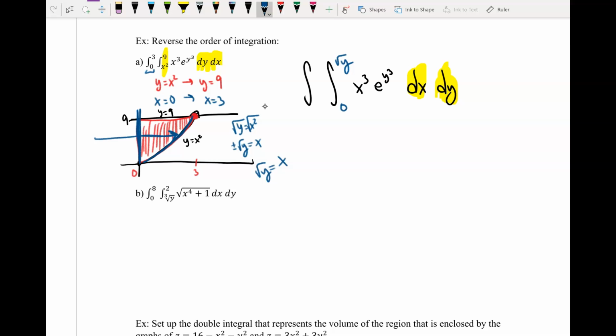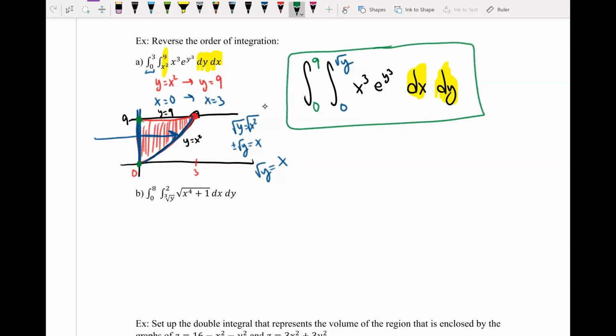Now what about my y values? Well, now we're going to look at what my y values are in this case. You can see this guy's just going to go from 0 to 9. And this will be my solution. So you can see now that not only did I switch it, but now I have this dx. I can now go ahead and integrate the x out first and hope that that will make the integration of e to the y cubed much better after I do the first integration.